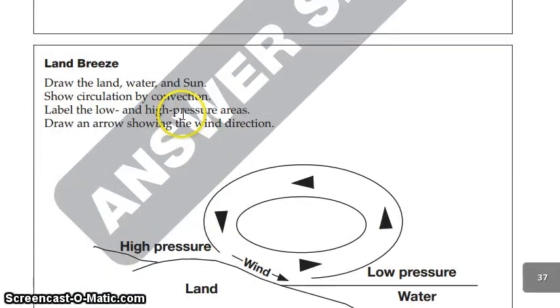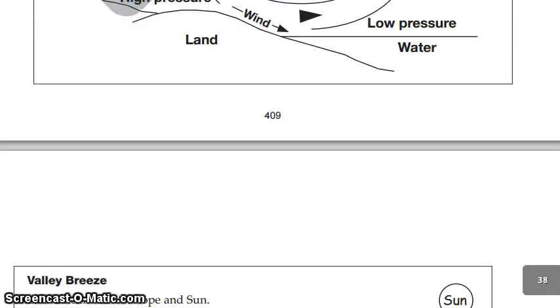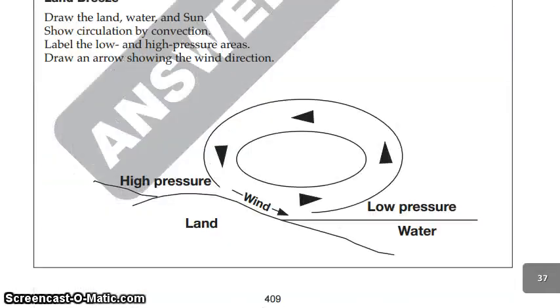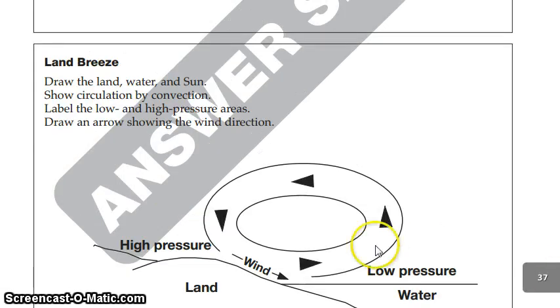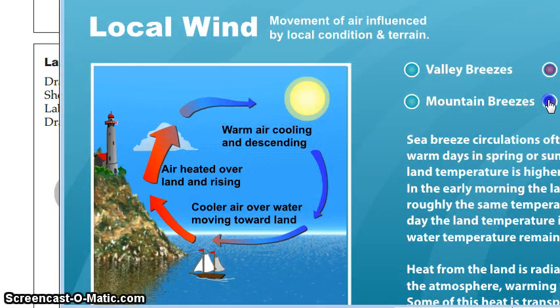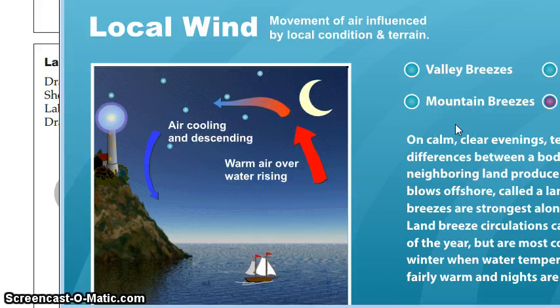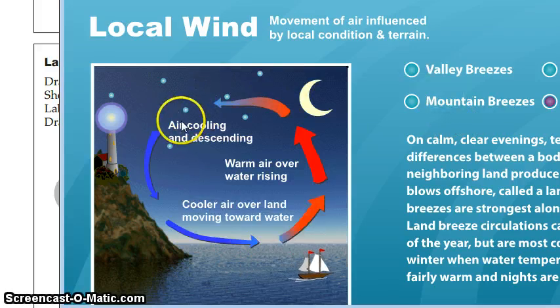Next, we're going to have a land breeze, and with the land breeze, we're going to have the opposite happen. Okay, and even going back to our example here with a land breeze, we're going to have the complete opposite at nighttime.